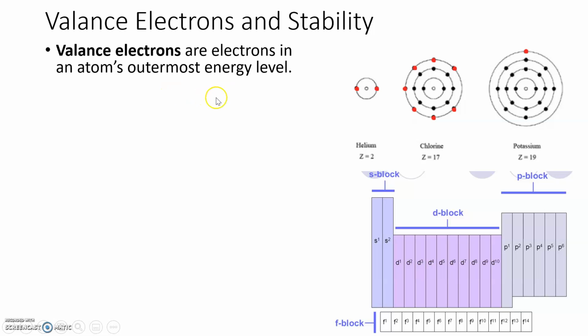Starting off with valence electrons, which become more important in a couple of chapters. Valence electrons are the electrons that are found only in an atom's outermost energy level. Going back to the Lewis model, sometimes it's easiest to see it this way. We have energy level 1, energy level 2, and then the valence electrons, only the outermost electrons. So this atom has 7 valence electrons. This atom over here only has 1 electron in its outer shell, so only 1 valence electron.